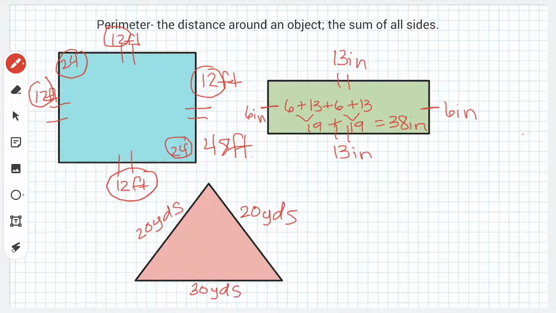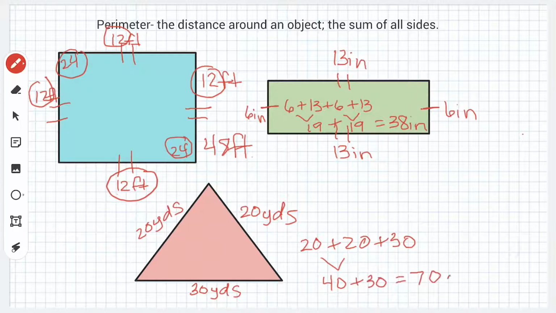How am I going to find the perimeter, the distance around the triangle? You got it, I'm going to add. So let's add these sides together. 20 plus 20 plus 30. 20 plus 20 is 40. 40 plus 30 is 70 yards. The perimeter of the red triangle is 70 yards.